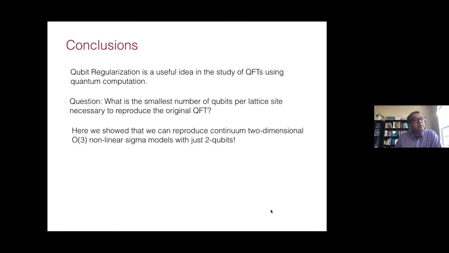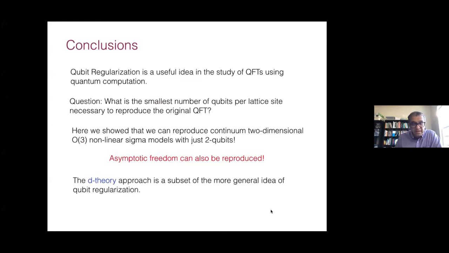Here we were able to show that with 2 qubits, we could reproduce the physics of the O3 model. We were able to reproduce the various scales of asymptotic freedom. And I would leave by saying that the D-theory approach is exactly the same idea, except that qubit regularization, I believe, is a larger framework, because now you're not saying that you know the Hamiltonian itself, so you'll have to do some exploration and build your right material, I would say, to get the physics and the right quantum critical point. Let me stop there. Thank you.